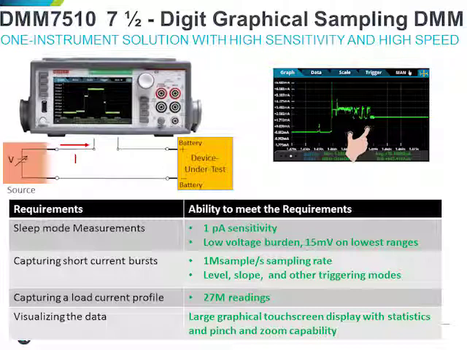To capture the fast current bursts due to an RF transmission, the DMM 7510 can sample at rates up to 1 megasample per second. The DMM 7510 has numerous trigger options to initiate the capture of a current burst. The instrument also has a deep memory for capturing a profile of all the operating states of your product.